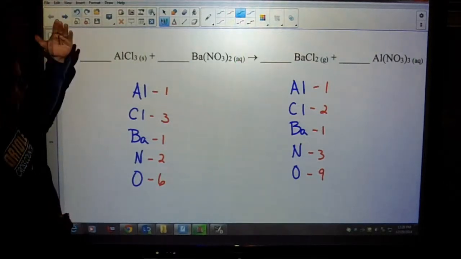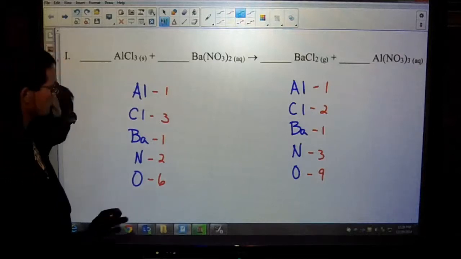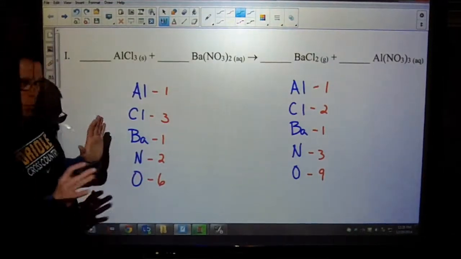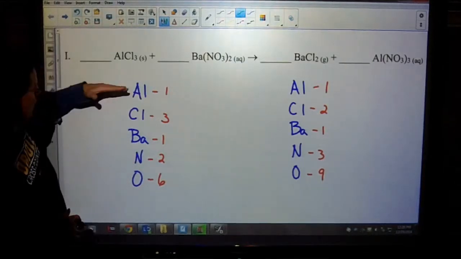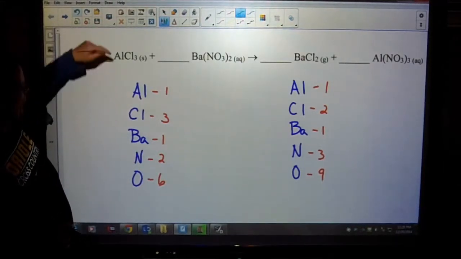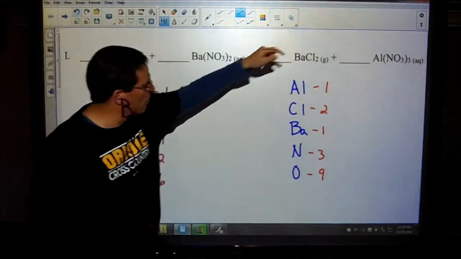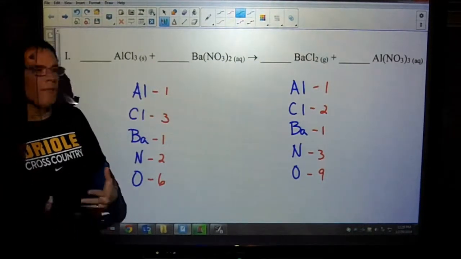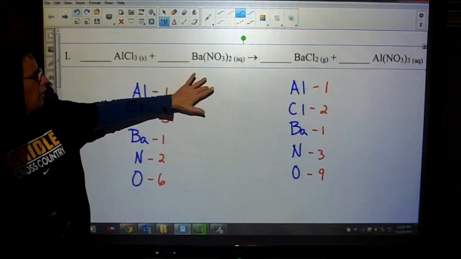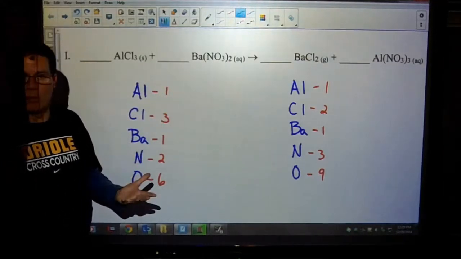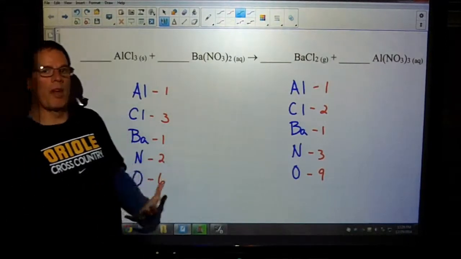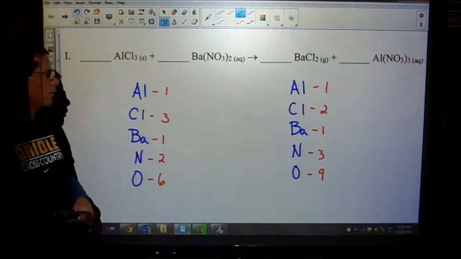Aluminum looks good, so don't mess with it. That doesn't mean that we won't change it, but for right now we're looking good, so we don't want to change it. Looking at chlorine. Chlorine is in this compound and this compound, but we don't have the same numbers on both sides. When we write a coefficient, we have to use what's called a whole number. We can't use fractions in these. We don't have a fraction of a molecule, so we have to have whole molecules or whole numbers.